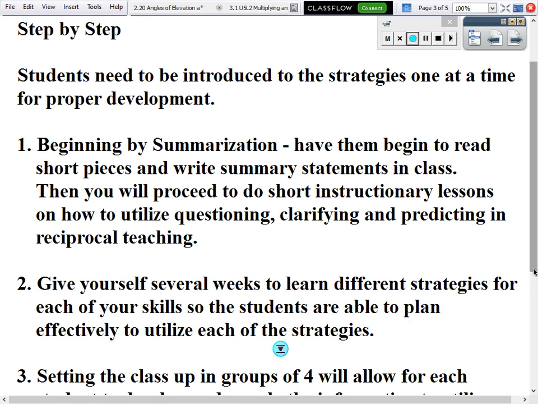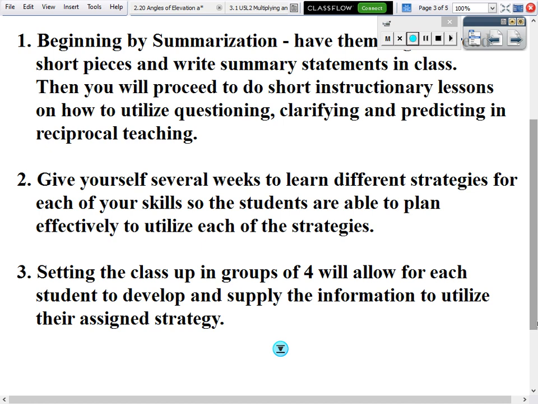So over the course of several weeks, we want to be able to again take one of these strategies, focus on it, give them the skills necessary, even demonstrate as a teacher what that looks like. Point out parts in your own lesson where you're actually using one of these strategies so that they're able to learn from it as well through example.